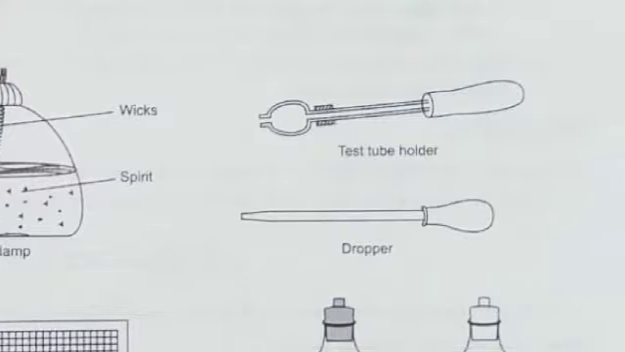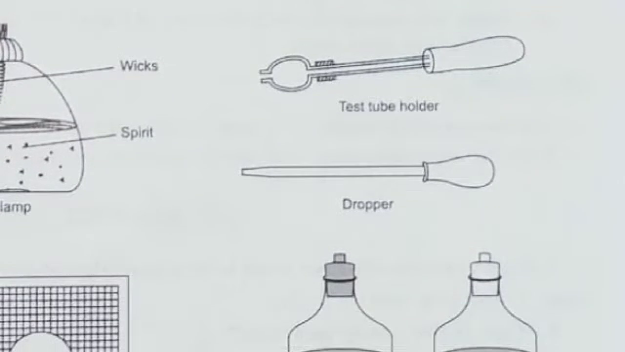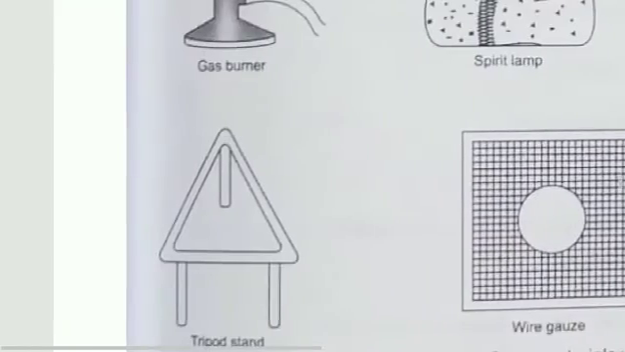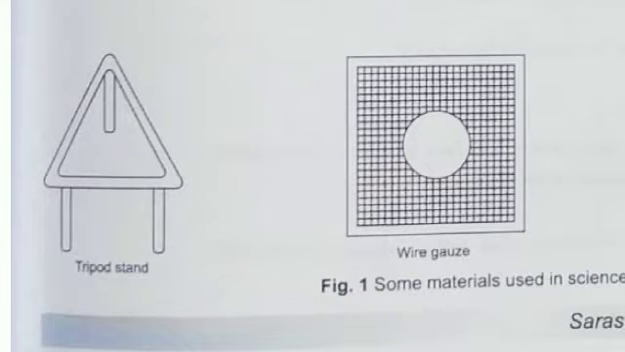This is a test tube holder, and this is a dropper. We put any chemical in drop by drop. This is a tripod stand. It has 3 legs, and this is a wire gauze, tar ki jali, which is put on the tripod stand, and then we put a beaker etc. to boil. And inside the tripod there is a burner or spirit lamp.